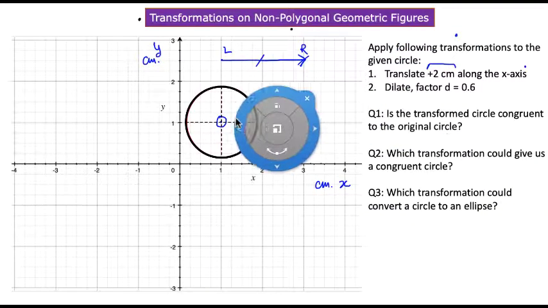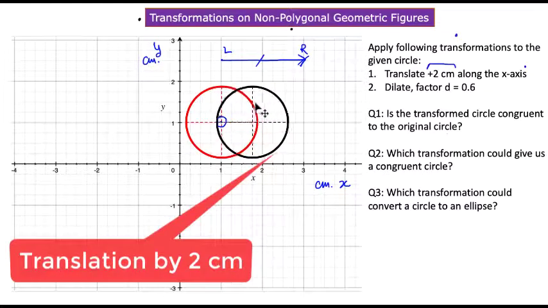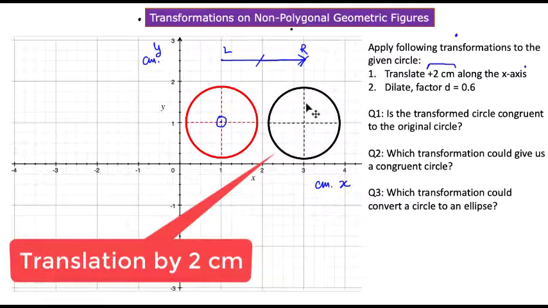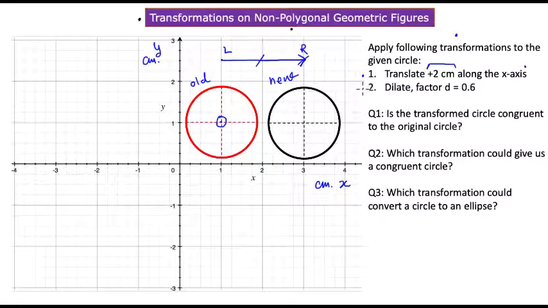So let's do this. Let's take this object and move it 2 units to the right. And this is my new location of the center. So this is my old circle and this is my new circle after the first transformation. So our second step is to dilate by a factor d equal to 0.6. Now, since we are not specifying dilation along the x-axis only or y-axis only, that means we are applying dilation on this entire object. And since d is equal to 0.6, which is less than 1, that means you are compressing this object, right?